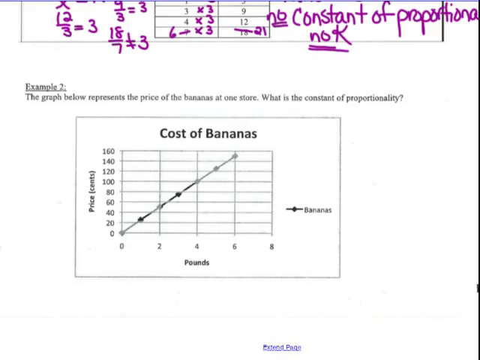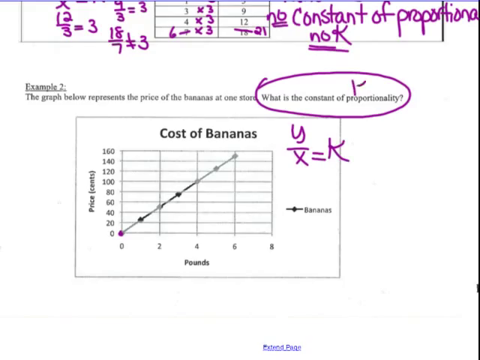How does a constant of proportionality look in a graph? Is this a proportional relationship? Well, I remember from graphs that they have to go through the origin. They have to start at the origin, and they have to rise or be a straight line through the origin, rise constantly through the origin. This graph below represents the price of bananas at one store. What is the constant of proportionality? Y divided by X equals that K constant of proportionality. That's the K thing. So the Y's divided by the X's.